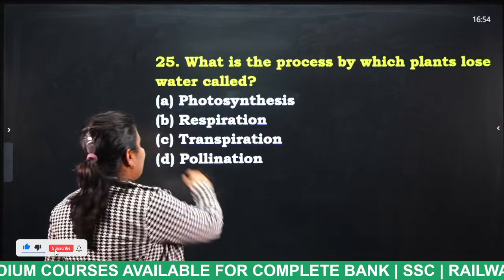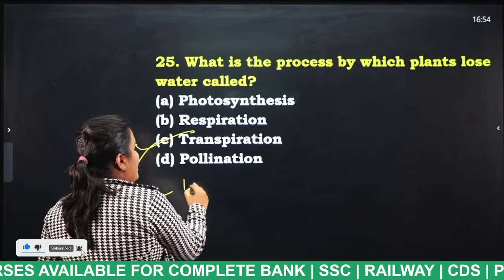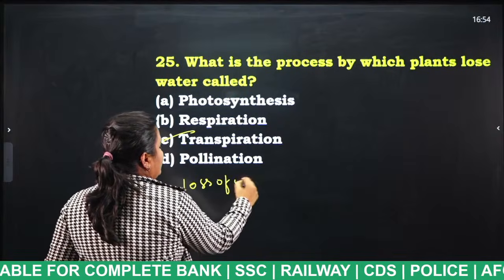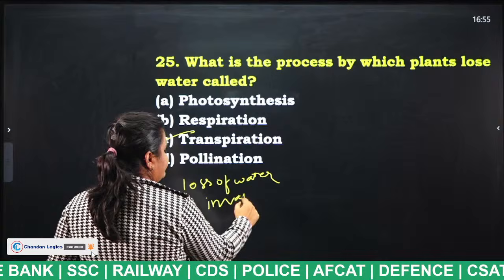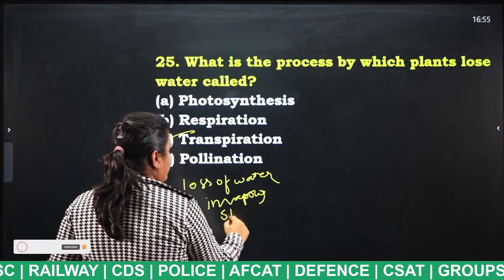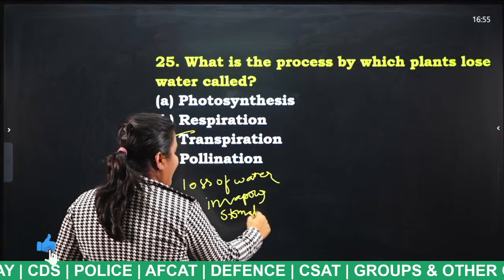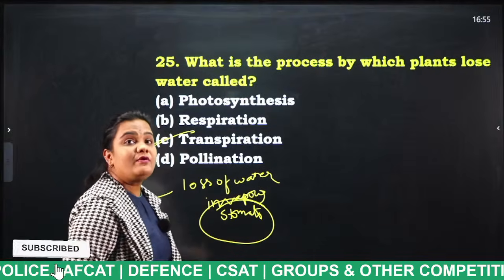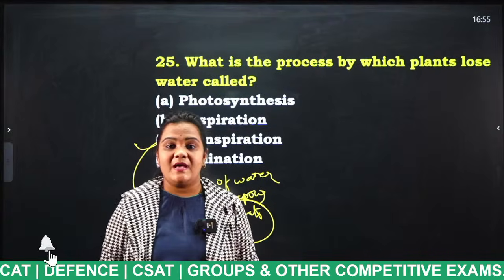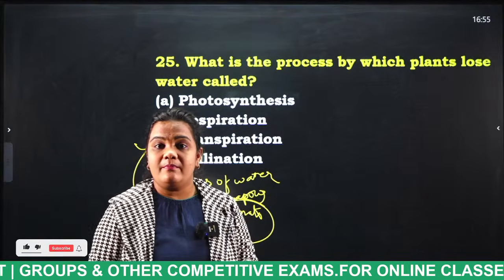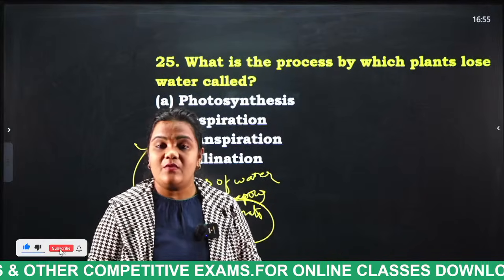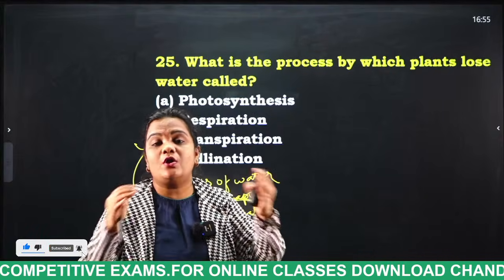Yes, transpiration. Transpiration is nothing but loss of water taking place in the form of vapor. Where, students? In stomata. What happens in the stomata? In stomata, gas exchange takes place. The stomata will be open all the time, but when drought occurs, what happens? The stomata will be closed.